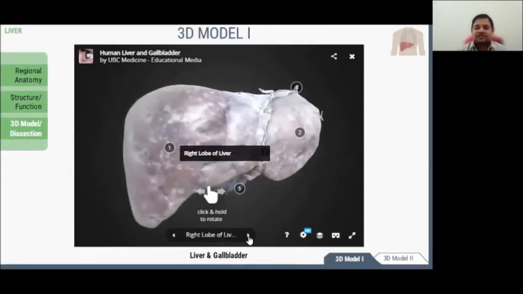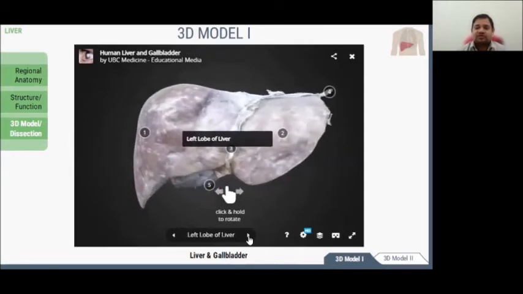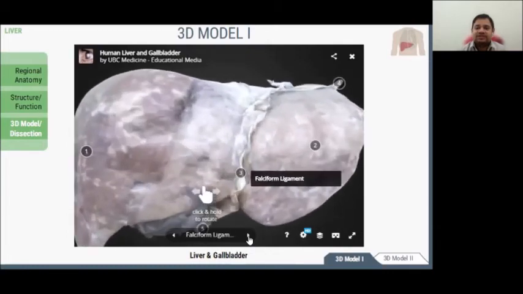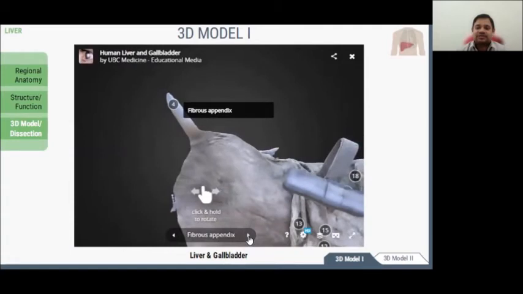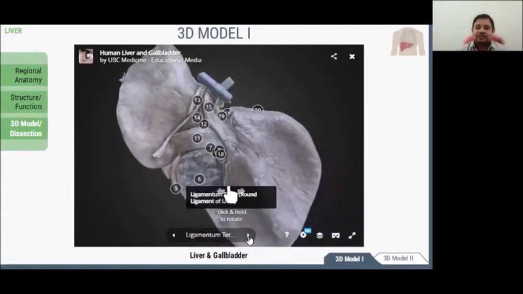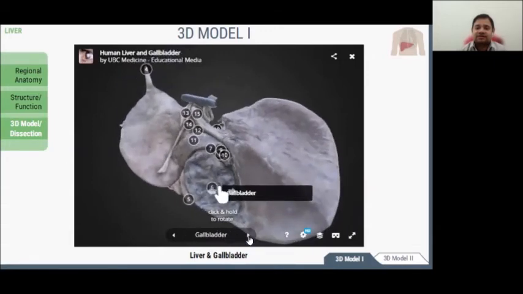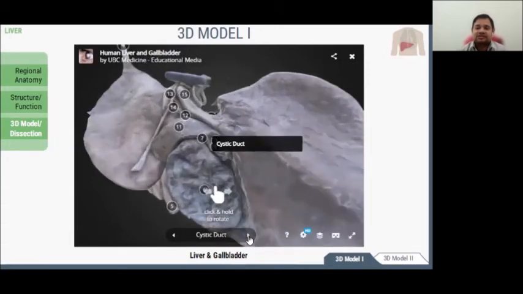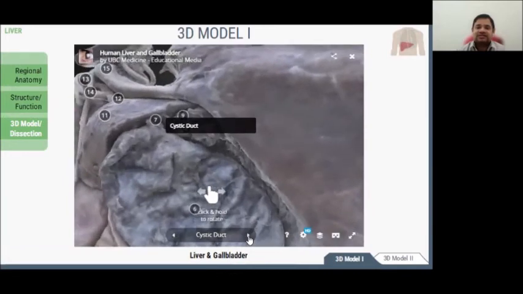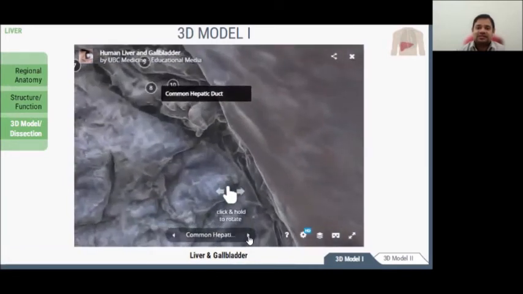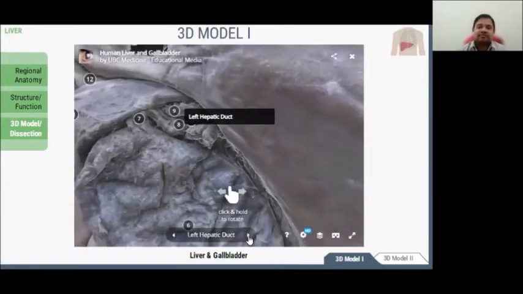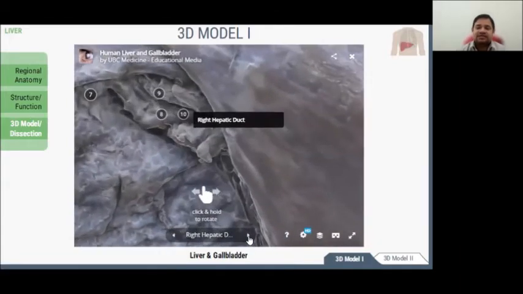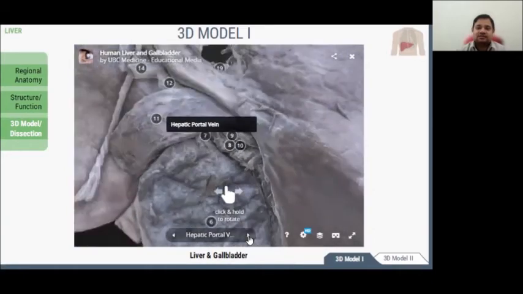You see the right lobe is here, the left lobe is number 2, number 3 is the falciform ligament, number 4 is the fibrous appendix, number 5 is the ligamentum teres, also called the round ligament. Then you can see the gallbladder, number 6. Number 7 is the cystic duct. Number 8 is the common hepatic duct. Number 9 is the left hepatic duct. Number 10 is the right hepatic duct.